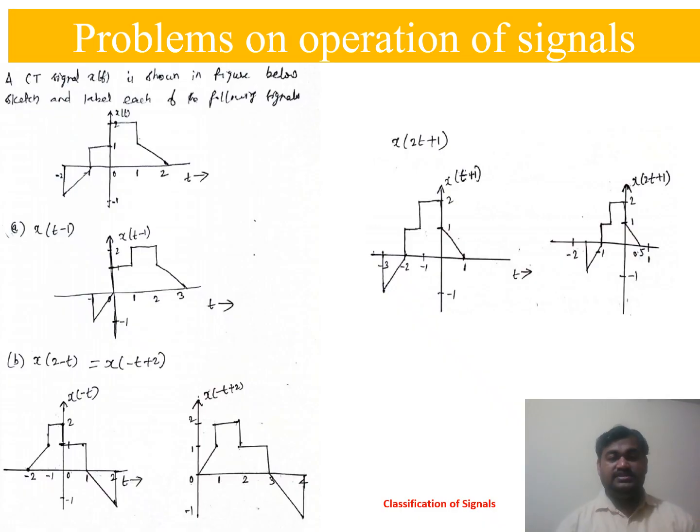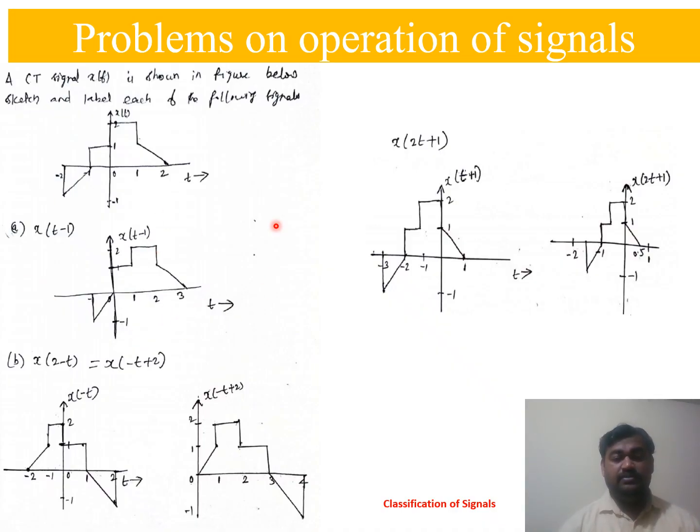One more example. This is a CT signal x of t shown in the figure below. Sketch and label each of the following signals. First one, x of t minus 1, where this is the given signal. What is t minus 1? Delay the signal by just 1 unit. So instead of starting at minus 2, it starts at minus 1.